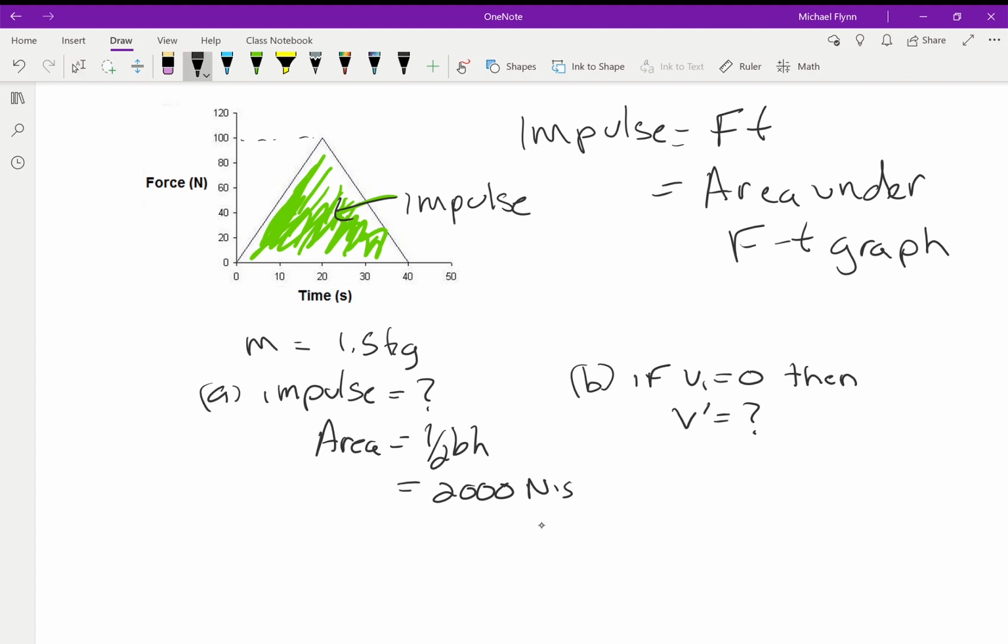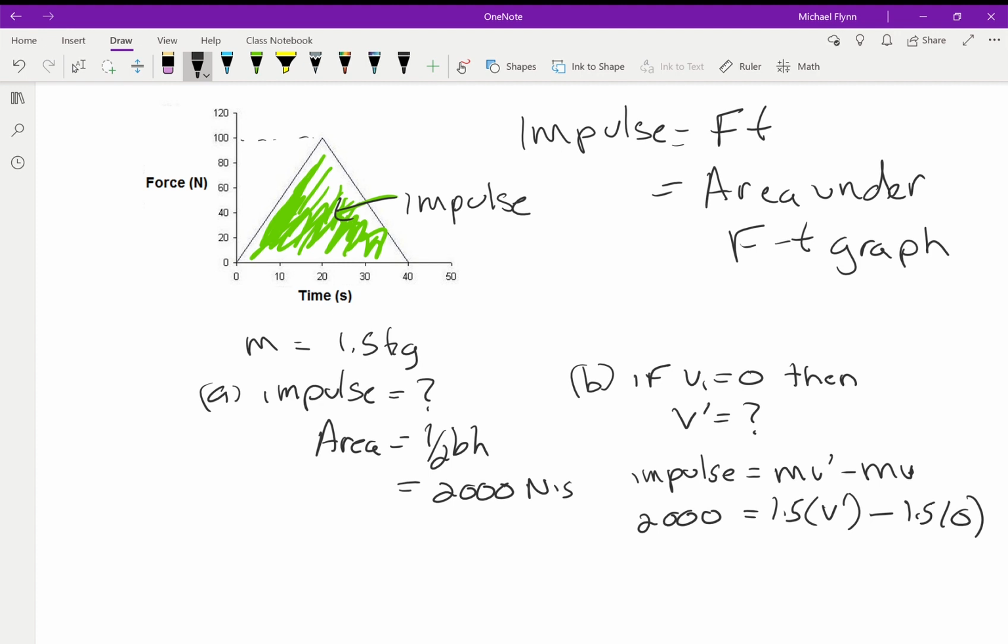Well, you just have to use the other definition of impulse. We know that impulse is also equal to the change of momentum, so it's mv prime minus mv. We looked at that in the last lesson. So all you have to do is substitute 2,000 for the impulse, which is the area underneath the graph. The mass is 1.5, that's why we needed it. So it's 1.5 times v prime minus 1.5 times 0, the initial velocity. Now all we have to do is divide 2,000 by 1.5.